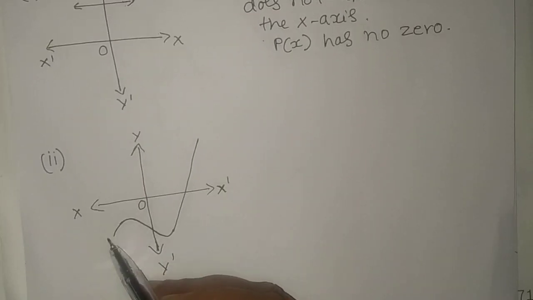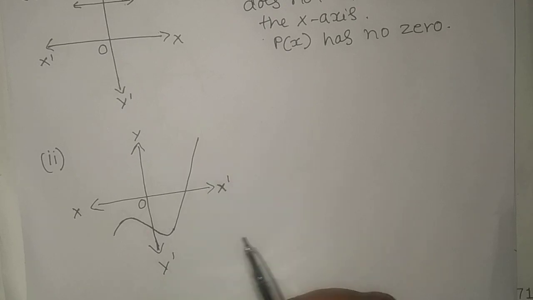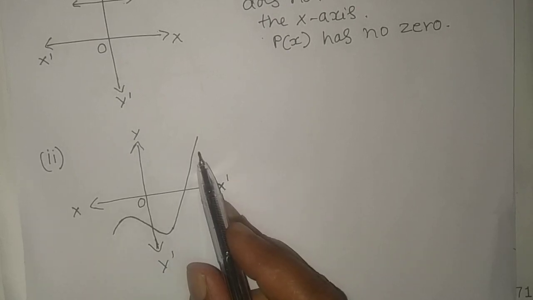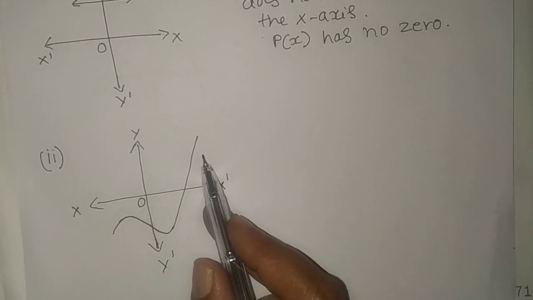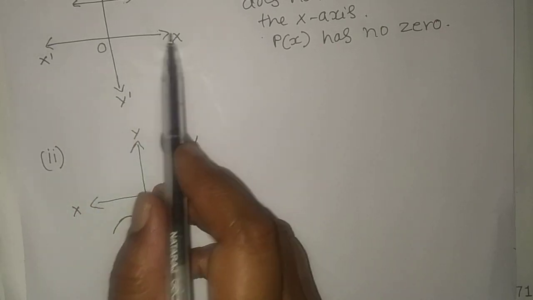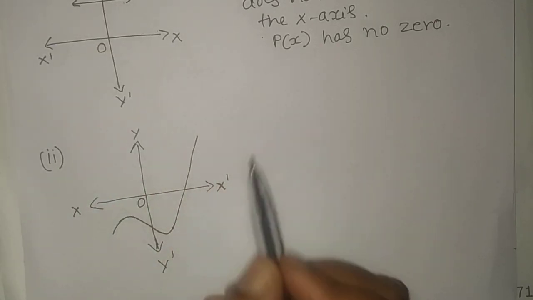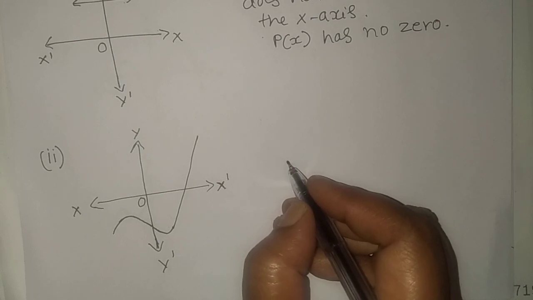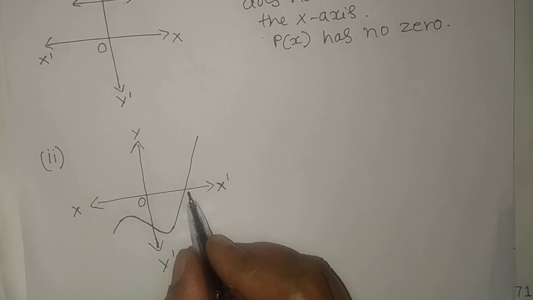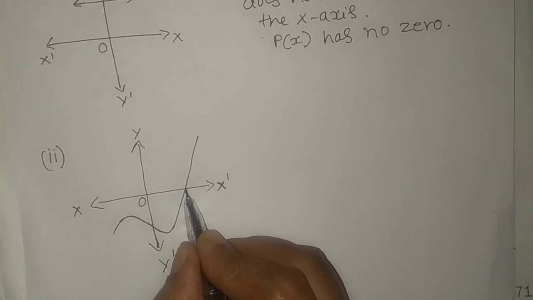Here, see the graph in both the x and y axes. A curve is there and one more curve is formed here. This is x and x dash, this is y and y dash. Where the curve meets the x-axis is at only one point, see here.